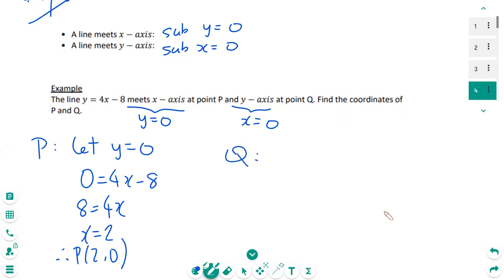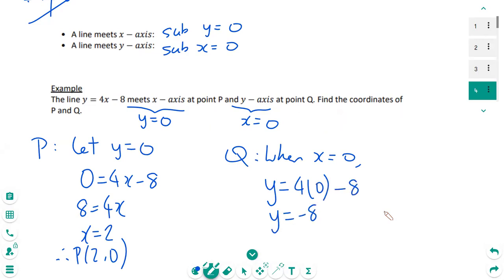And for Q, when x equals 0, there's not really a standard way, do we write let or when? Both are the same. So when x equals 0, then y equals 4 times 0 minus 8. So y equals negative 8. So Q is (0, -8). All right? Okay.